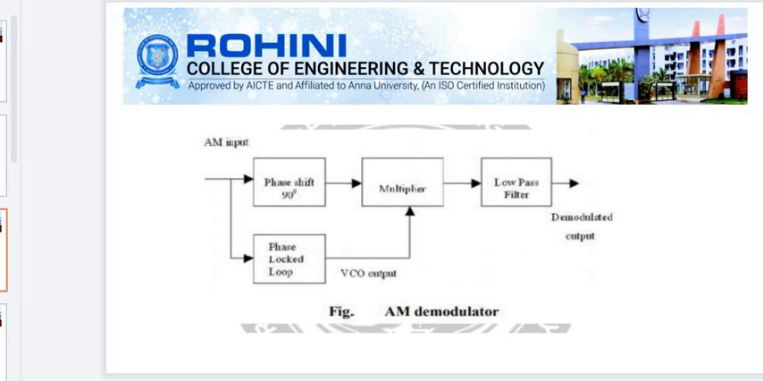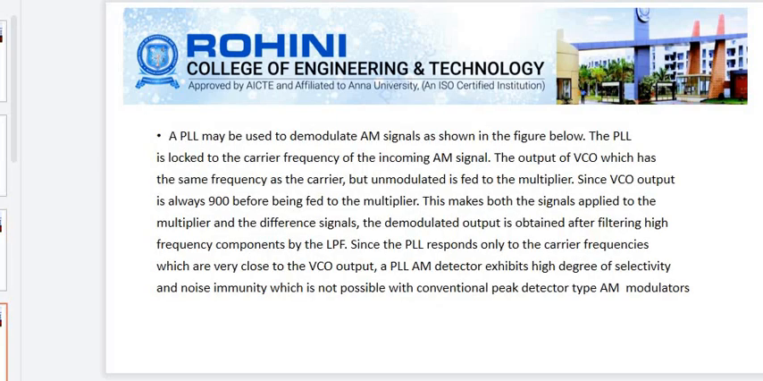The two signals applied to the multiplier, namely the amplitude modulated signal and the carrier signal generated in the PLL, are now in phase. So the output of the multiplier is fed to the low pass filter for filtering the high frequency component. A PLL AM detector exhibits a high degree of selectivity and noise immunity, which is not possible with the conventional peak detector type AM demodulators.